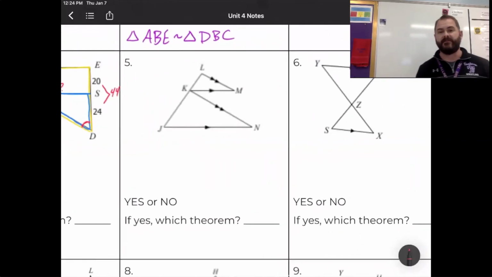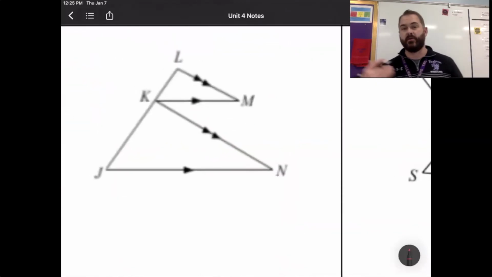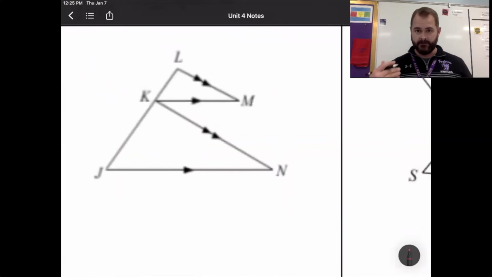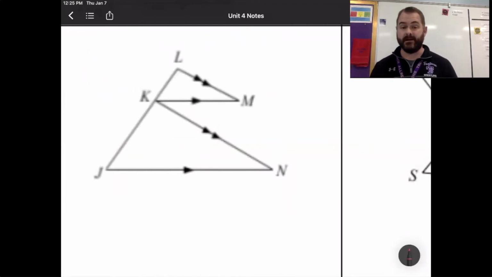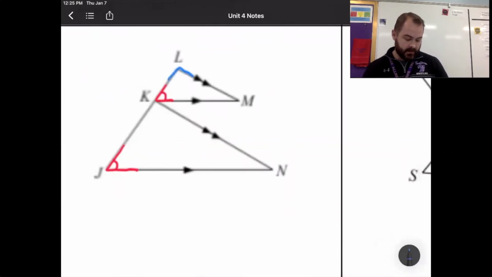All right, number 5, it looks like there's just not much information given. You need to remember these markings are not congruent markings. They are parallel line markings. Remember, parallel lines create either alternate interior angles that are congruent or corresponding angles that are congruent. And I'm going to use the corresponding angles here to show those are congruent angles, and here to show those are congruent angles.